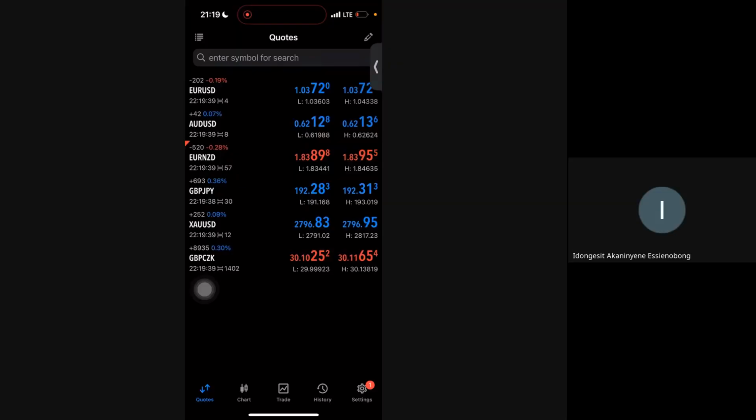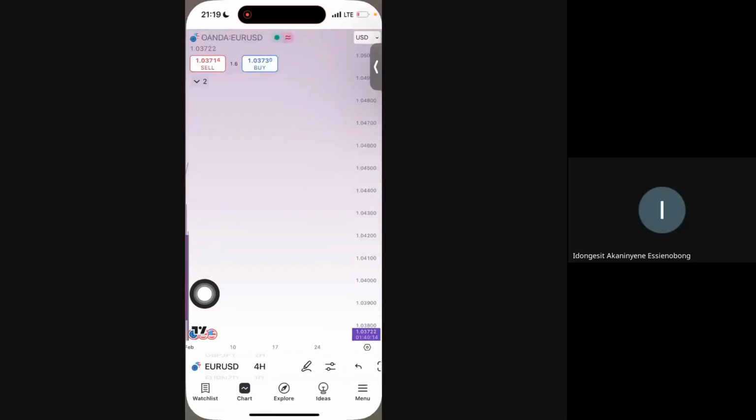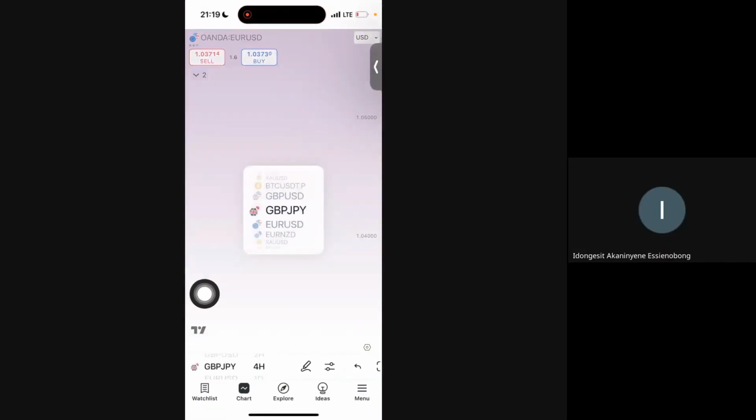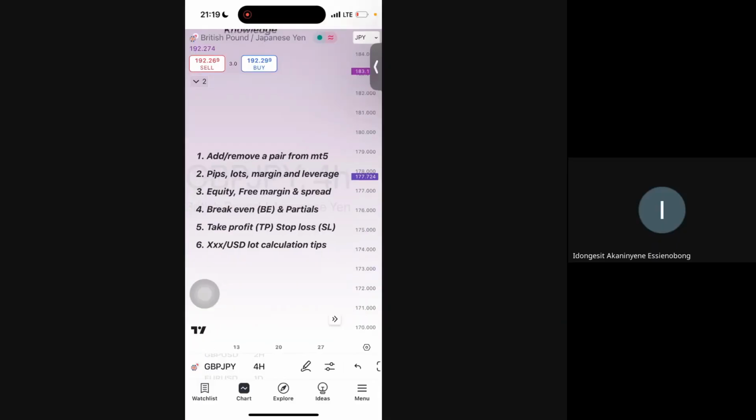So that kind of thing will not affect you. I actually thought this section was going to be very short, but it's kind of long. But that's by the way. Let's just try and finish quickly. Next on our list is break even and partials.